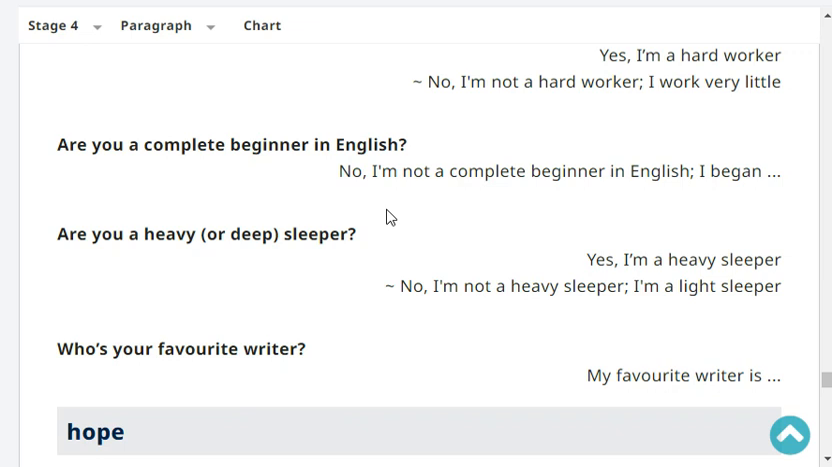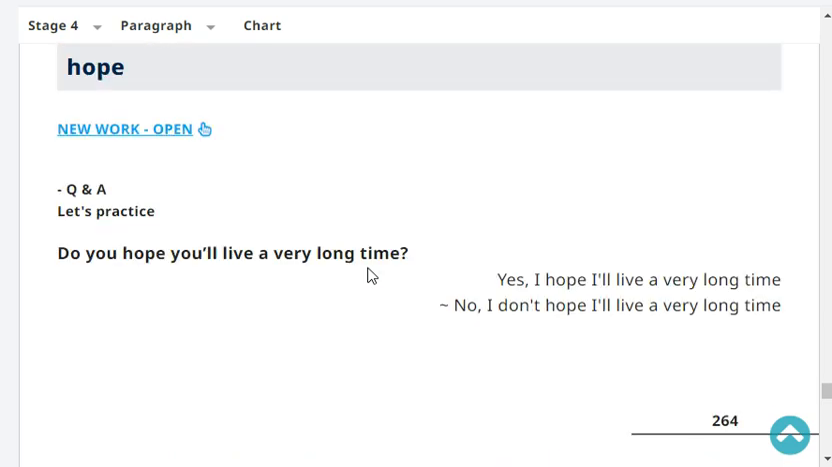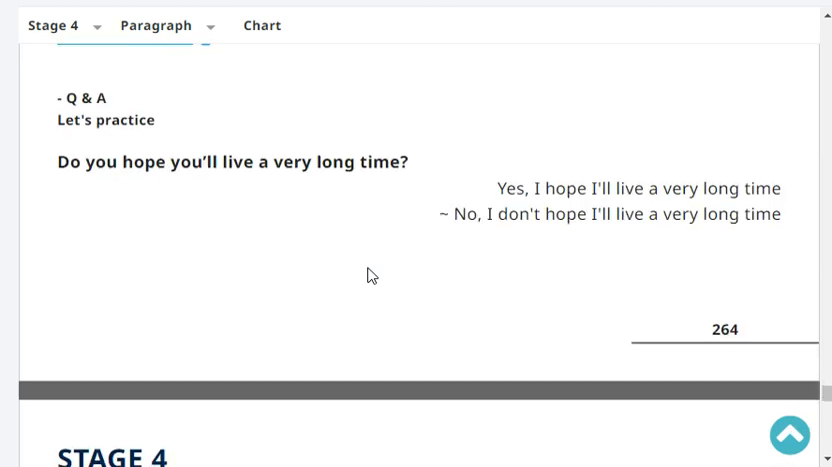Are you a heavy sleeper? Yes or no? Yes, I'm a heavy sleeper. Who's your favorite writer? My favorite writer is Haruki Murakami. Very good. Do you hope you'll live a very long time? Yes or no?